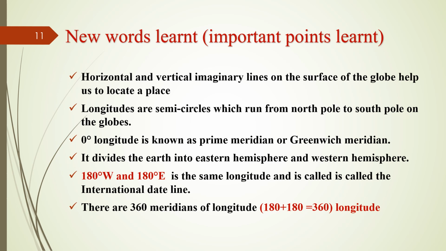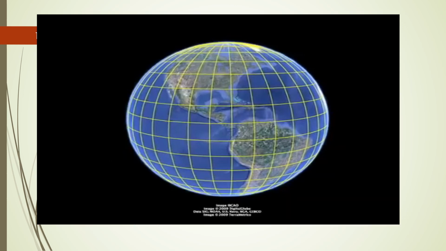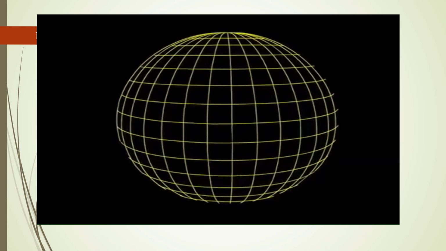And when we come to the international dateline, 180 degrees west and 180 degrees east is the same longitude and is called the international dateline. There are 360 meridians of longitude: 180 plus 180, 360 longitudes. Parallels of latitude and meridians of longitude form an invisible grid over the Earth.